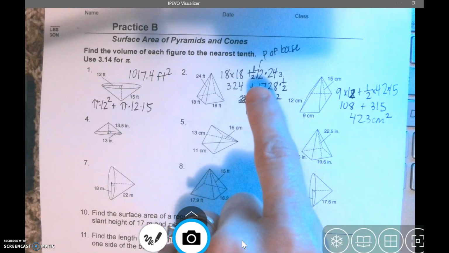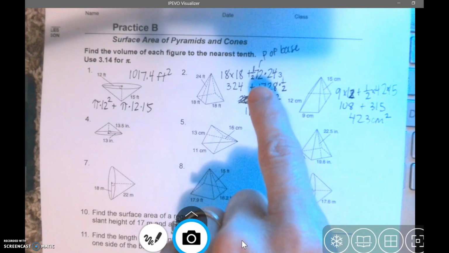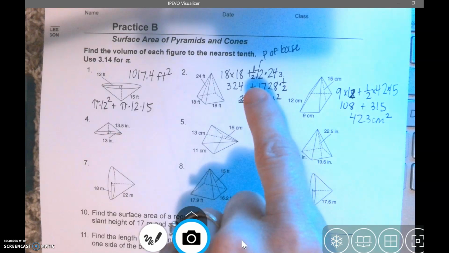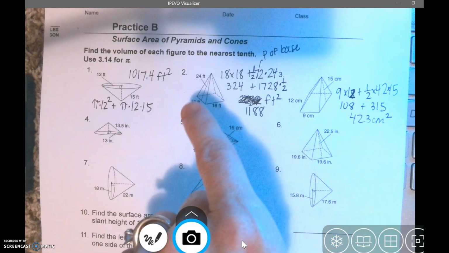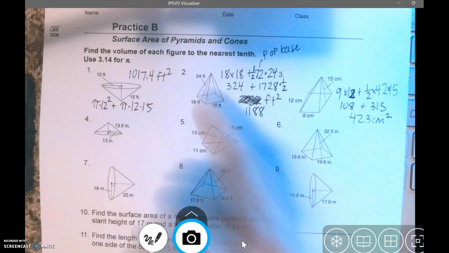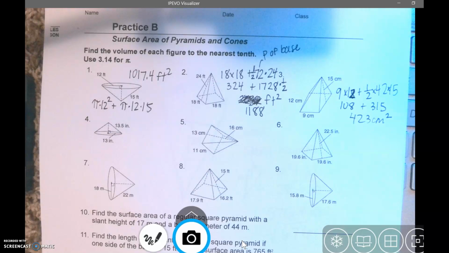And the second part of the formula is 1/2 times p, which is the perimeter of the base, times the slant height. So 1/2 times the perimeter of the base would be 18 plus 18 plus 18 plus 18. So I do that part in my calculator all on its own, and then I write that down.